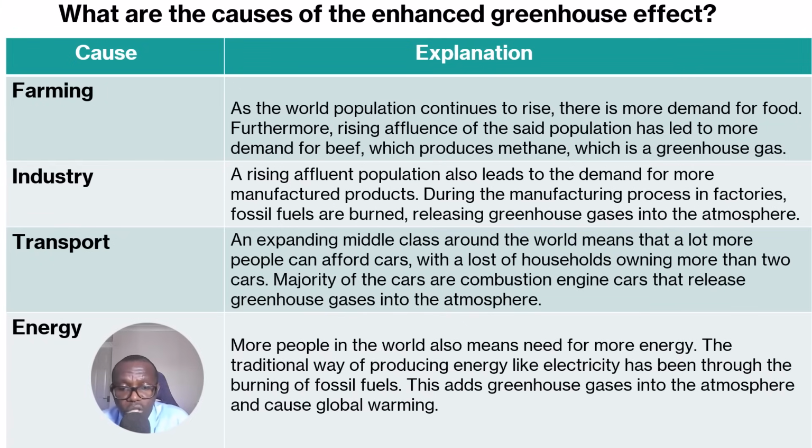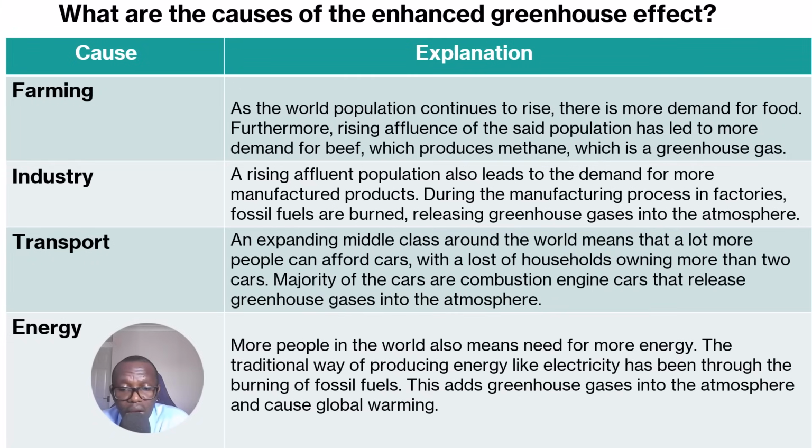Then the third cause is transport. We obviously know that a lot of people in the world now can afford cars, again, due to that rising affluence that we just talked about. And then there's increasing urbanization as well, as more and more people move into urban areas, get better jobs. As a result of that, they can afford to buy a car. And a lot of those are combustion engine cars, which again are producing greenhouse gases that then lead to the enhanced greenhouse effect.